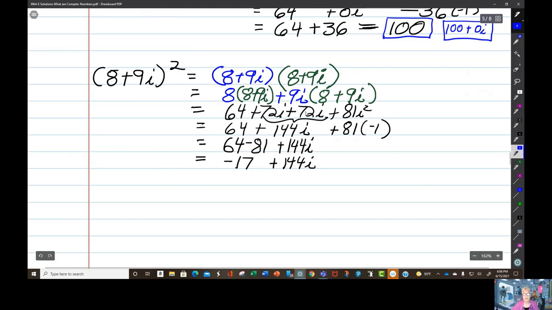Notice that the 72i's do not cancel out, they double. When you square a binomial, you have middle terms that double. So 72i plus 72i is 144i. Meanwhile, on the end, 81i squared is 81 times negative 1. And that'll be minus 81. So 64 minus 81 is negative 17, plus 144i, and that is what I would put in the answer box in my math lab.